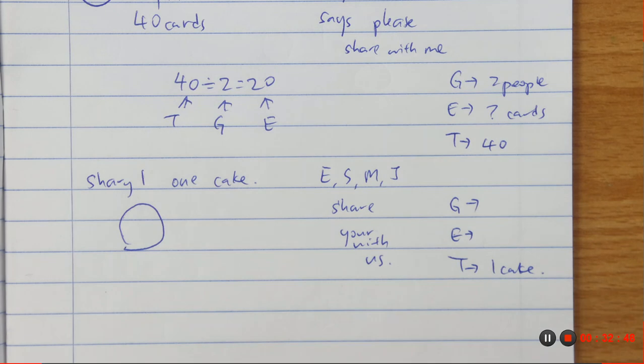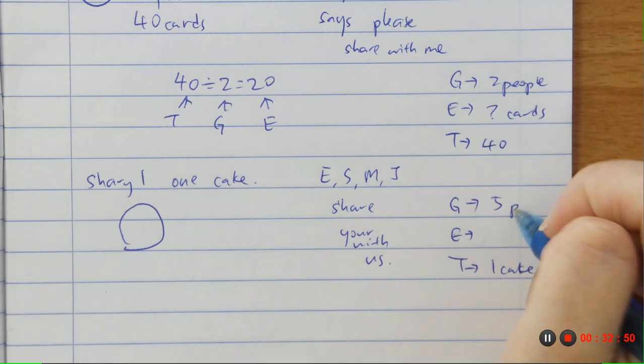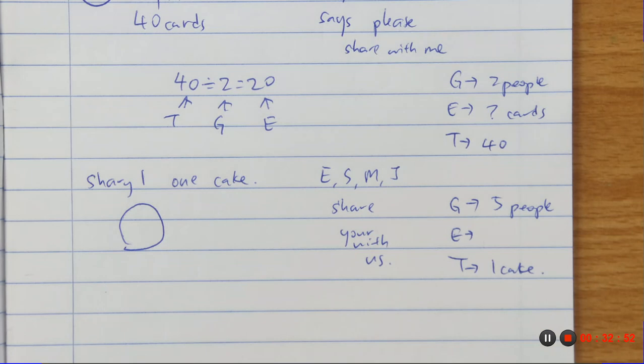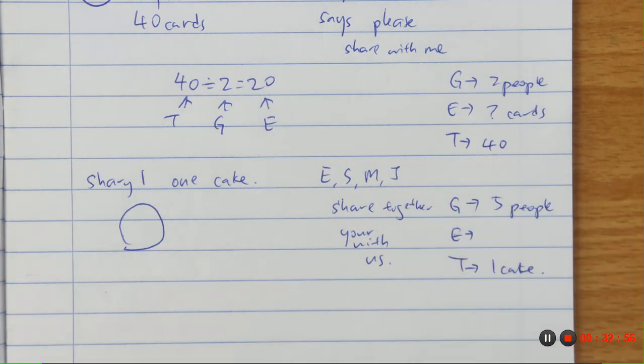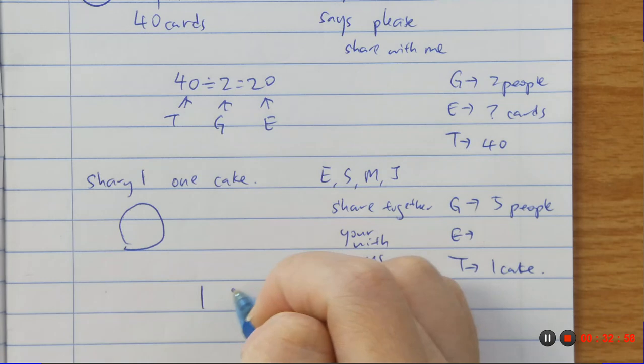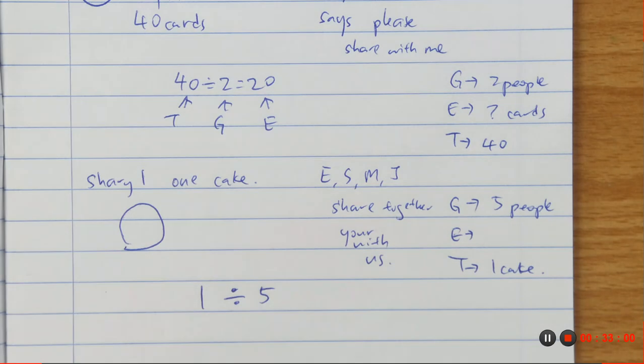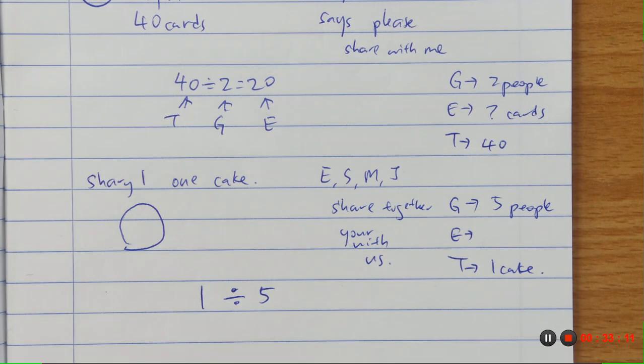Aiden says 5, that's correct. Because they share together, right? Share together with us. So Cheryl also must eat, right? So one whole cake divided by 5 people. Does this make sense to you? Yes. Can a smaller number be divided by a bigger number? Yes. Because they share, right? So one cake divided by 5 people.